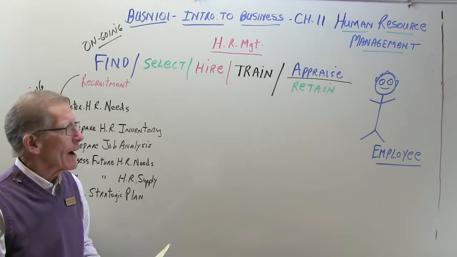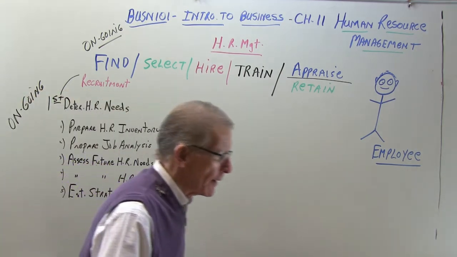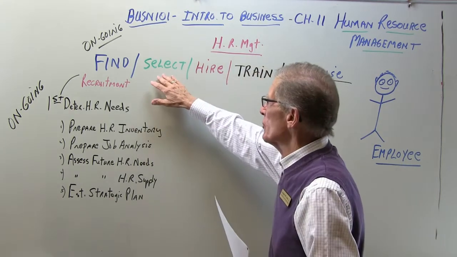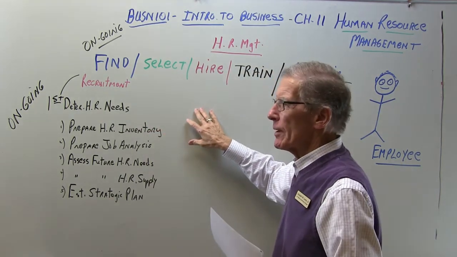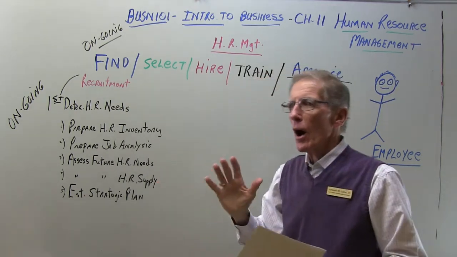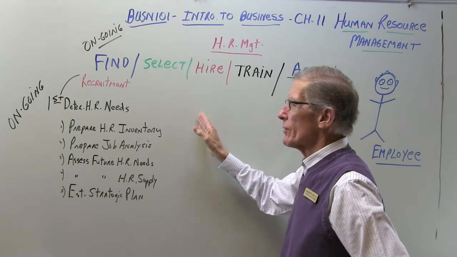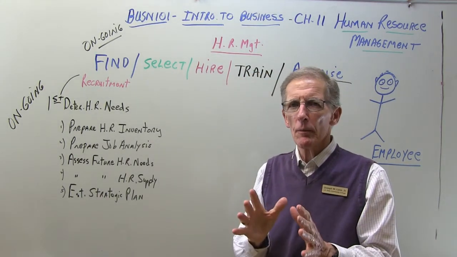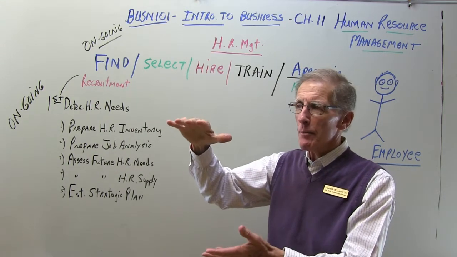All right. So what we've done, we have gotten through finding them: internal, external recruitment. We've looked at selection, the six-step process. And then we actually hire the person. We actually make the hire offer for that person. Along with that hiring comes the physical exam. Now, here's what I think. Hiring should be formal. There should be a formal contract. When you hire that employee, there should be a formal contract.